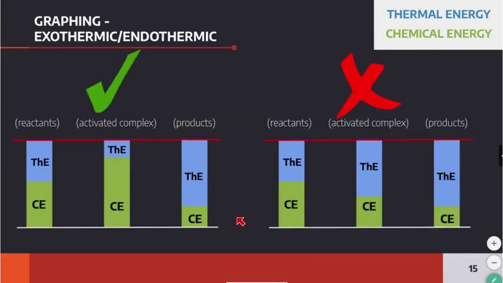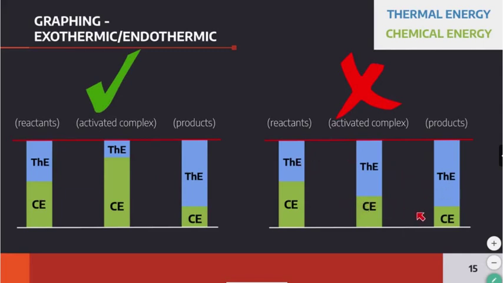One thing to watch out for, this is a common mistake that people make, is if we had a reaction like this, this would be an exothermic reaction because the thermal energy increases. Take a look at the graph on the left compared to the graph on the right. Both of these are exothermic because the thermal energy increased and the chemical energy decreased. That happened for both of them.